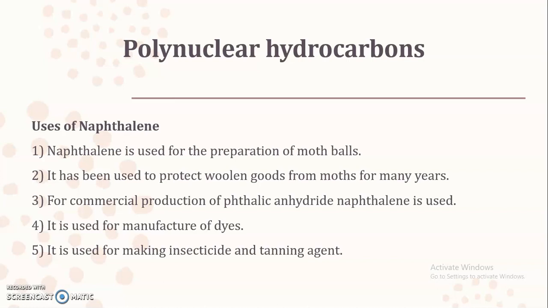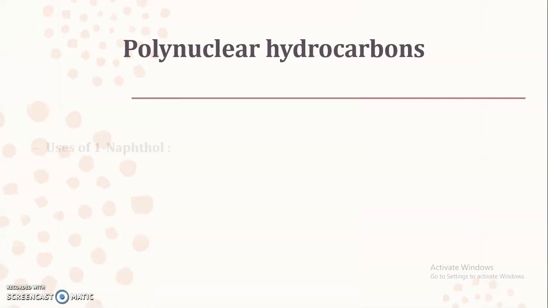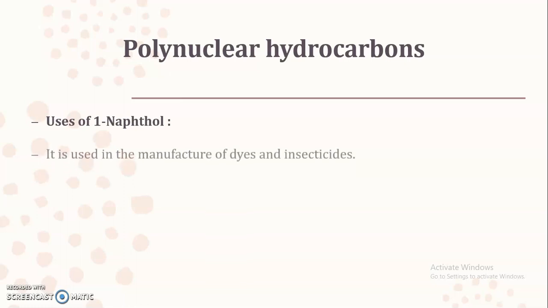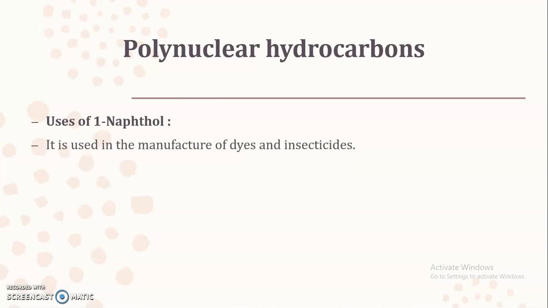Another use is making insecticide and tanning agents. Already we have seen one use as mothballs, which are used to repel different insects. For that purpose, it is used for making different insecticides and tanning agents. So these are the various uses of naphthalene. Next we will see different derivatives of naphthalene. The first derivative of naphthalene is 1-naphthol, which is also known as alpha naphthol. Alpha naphthol is used in the manufacturing of dyes as well as insecticides. Like naphthalene, this is also used for the manufacturing of dyes and insecticides.